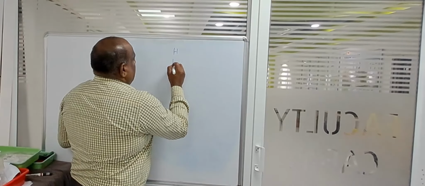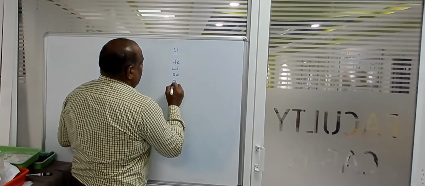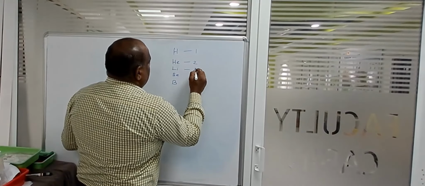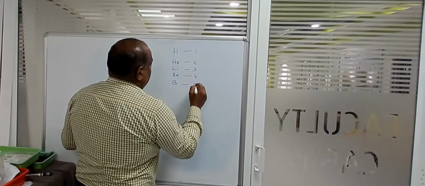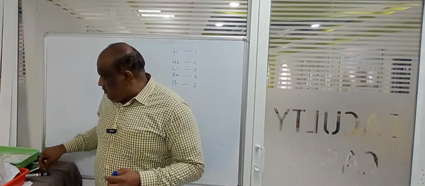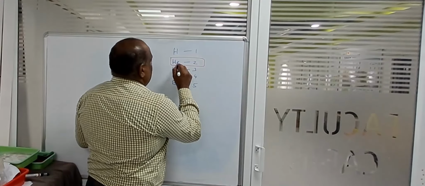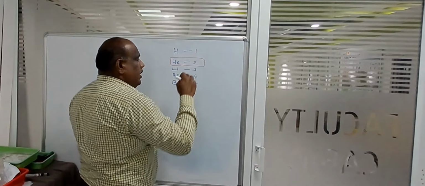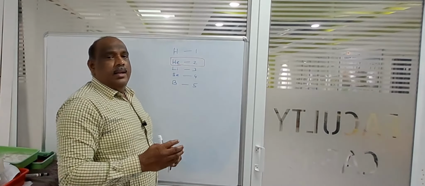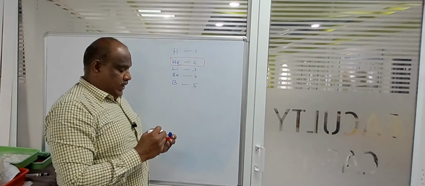So the hydrogen, the second element is helium, lithium, beryllium, boron. I have written them in increasing atomic number, so the atomic number is 1, 2, 3, 4, 5. Here we can see helium is an inert gas. Now the hydrogen will try to attain the structure like helium, even though helium doesn't have an octet arrangement, but it has a stable configuration.